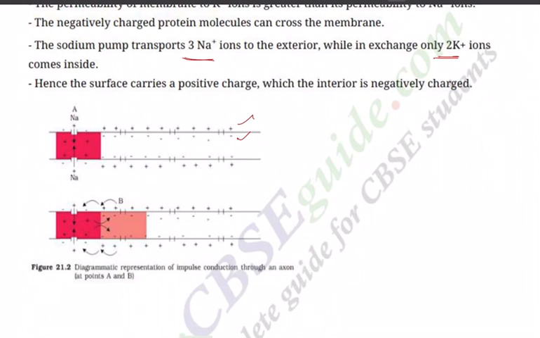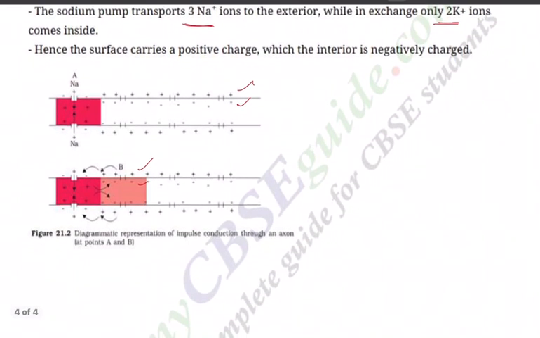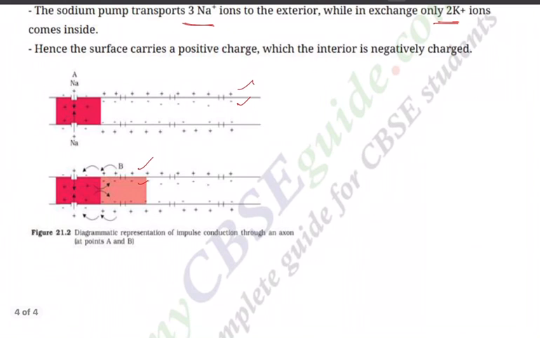Hence, you can see here, in the diagram it's shown interior and exterior. Hence, the surface carries a positive charge, you can see, while the interior is negatively charged. You can see the positive one and the negative one interior. And remember, how much is allowed? Only 3 sodium ions to the exterior and 2 K+ come inside, interior. So that's how the polarization takes place.